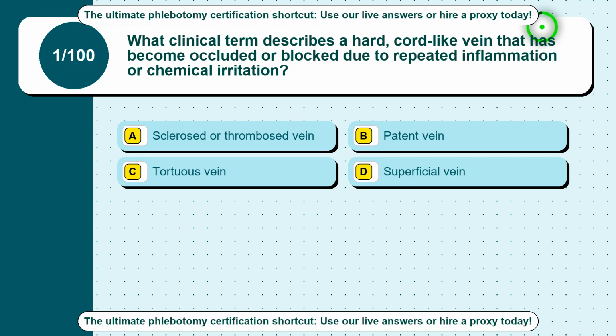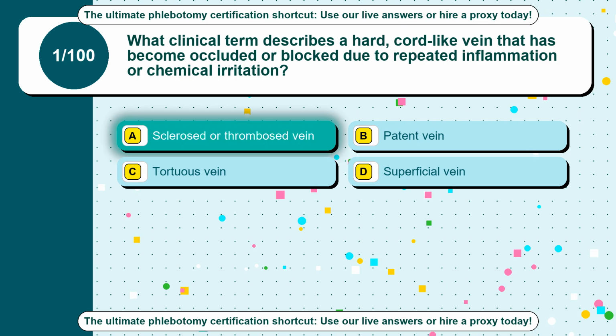Question 1. What clinical term describes a hard, cord-like vein that has become occluded or blocked due to repeated inflammation or chemical irritation? Option A. Sclerosed or thrombosed vein. Option B. Patent vein. Option C. Tortuous vein. Option D. Superficial vein. The correct answer is option A.